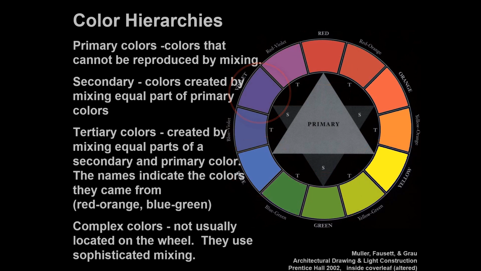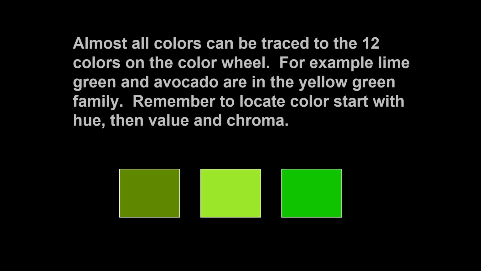And tertiary colors are created by mixing equal parts of a secondary and a primary. And the name of the color is where they came from. So for example, red-orange came from mixing red and orange. Blue-green from blue and green. Beyond that are considered complex colors, and they're typically not shown on a wheel. Almost all colors can be traced back to those 12 colors on the wheel.